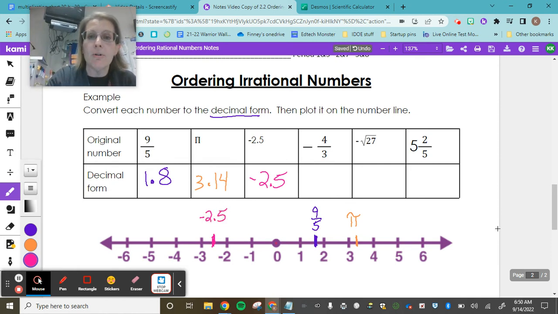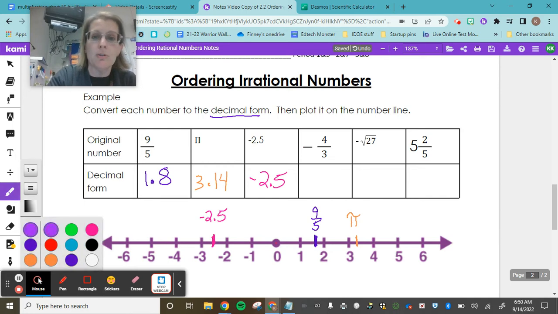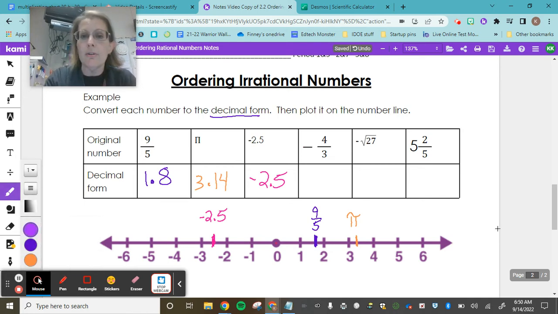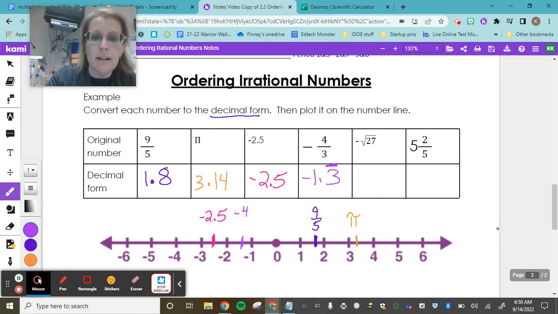Then I have -4/3. Still first step, turn it into a decimal. So I do 4 divided by 3, and I will get 1.3 repeating. So I put the line over that. So -1.3 repeating, I'm sorry, negative. -1.3 is about 1 1/3, so it's right there. And make sure you label it with your original number, -4/3.